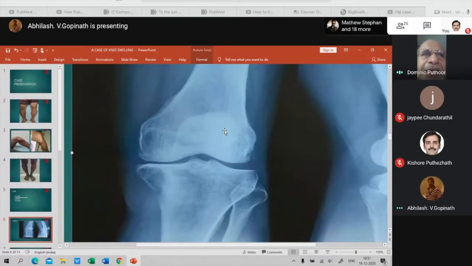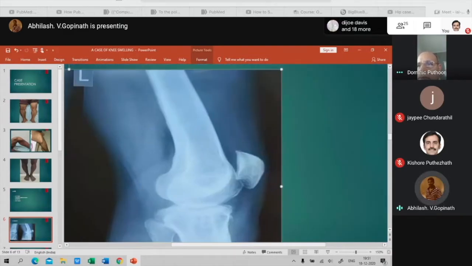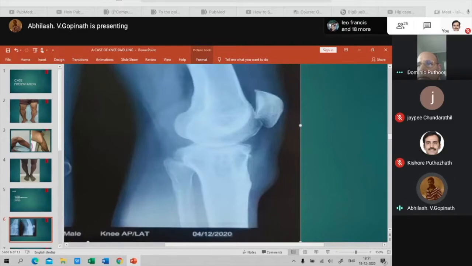And is there any sclerosis? Sir, there is sclerosis of the margins. Margins are sclerotic. And there is a soft tissue shadow which appears in the AP view. Okay. Now coming to the lateral view. Sir, in the lateral view, I can see the soft tissue shadow, and there is an erosion of the bone, on the anterior aspect, most probably the anteromedial aspect.